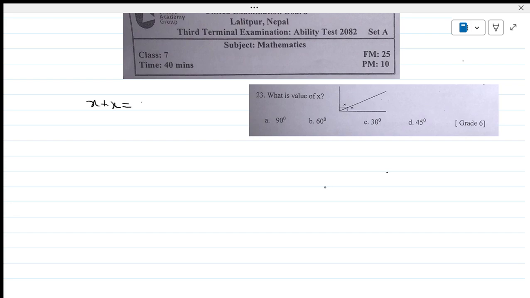So x plus x equal to 90 degrees, right? So here we get 2x equal to 90 degrees, then x will be obtained by dividing 90 by 2, so that is 45 degrees. So the value of x is 45 degrees, so the option is D. And after that, the next two numbers are 24 and 25.